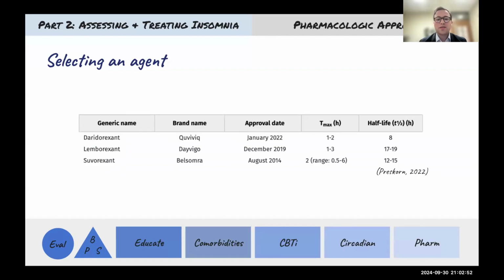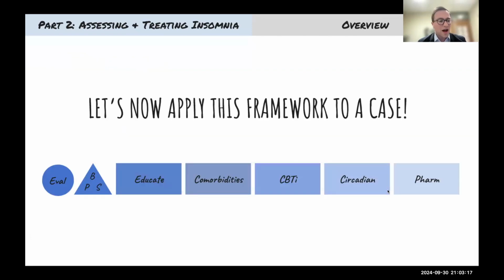And when it comes to the dual orexin receptor antagonists, there are several that are available to us, including daridorexant, lemborexant, and suvorexant. And you could also see that they have varying half-lives. So if you try one medication and benefit, there could be differences in their benefit, so we also could consider other medications from within that same class. So I will now hand it over to Dr. Bernice Yao to apply this framework that we've just reviewed to a clinical case.